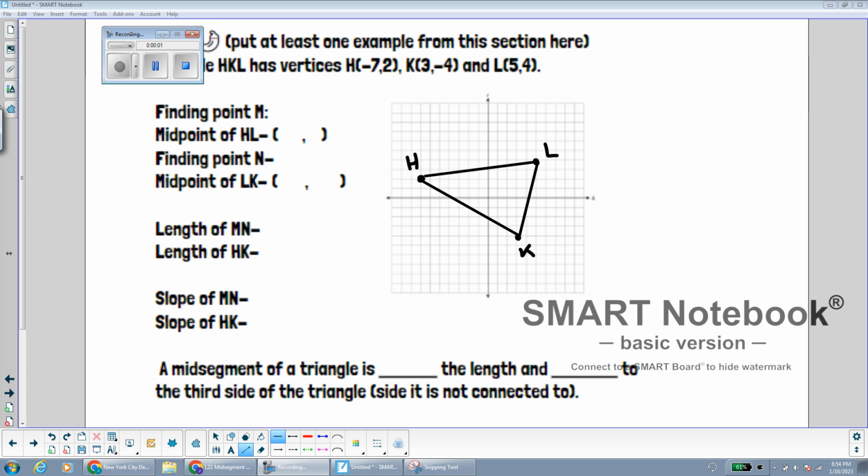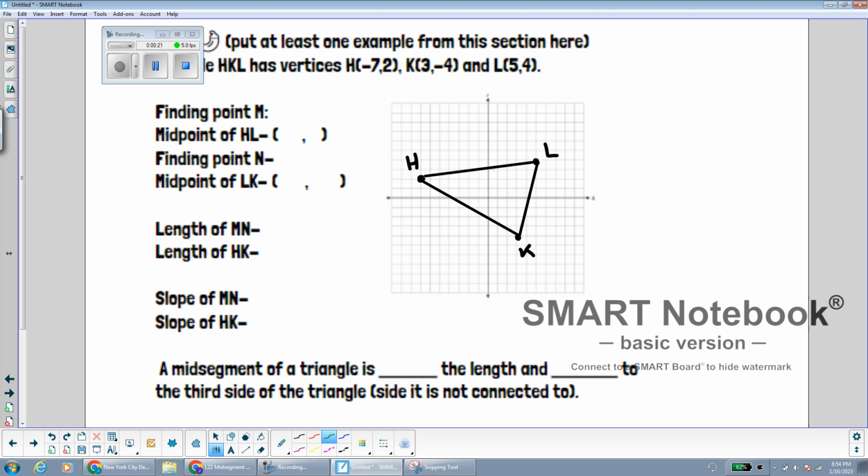So what I have here is a triangle, and I'm going to find the midsegment of this triangle. Remember that a midsegment is a segment that connects midpoint to midpoint of two sides of the triangle. In total, there are three midsegments of any triangle, but I'm just going to find one right now.